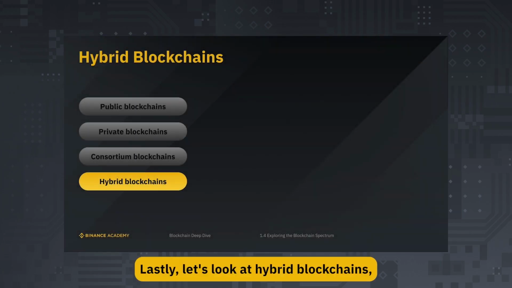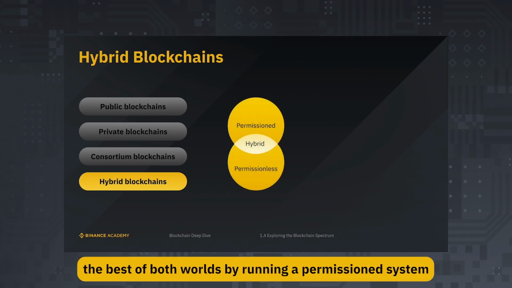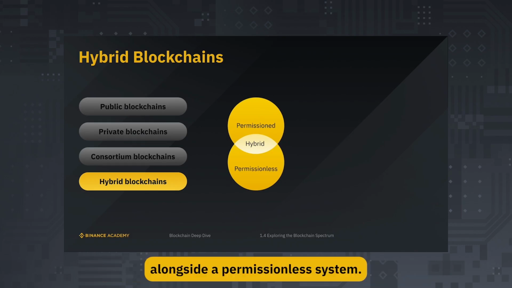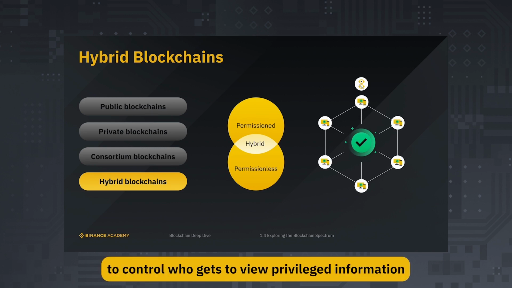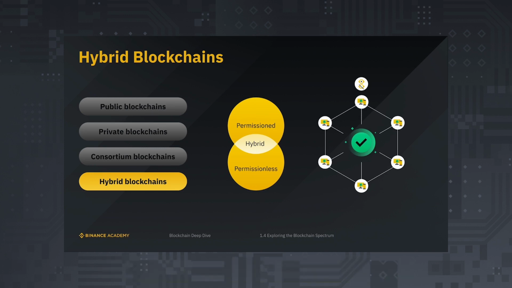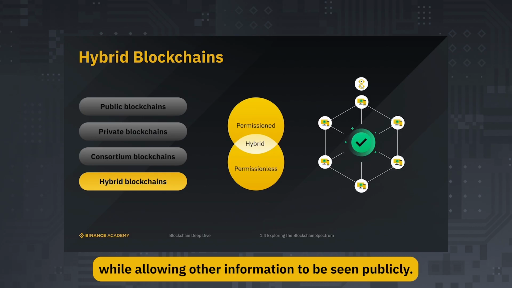Lastly, let's look at hybrid blockchains, which are designed to offer organizations the best of both worlds by running a permissioned system alongside a permissionless system. Both networks work together to control who gets to view privileged information while allowing other information to be seen publicly.